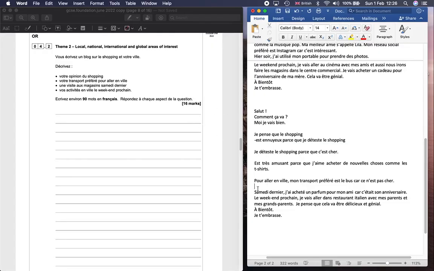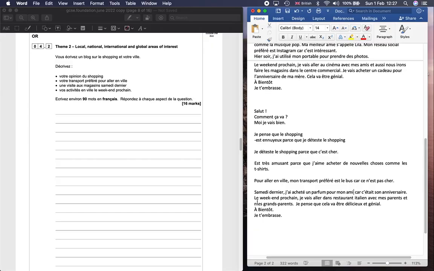And then our activity last Saturday, so samedi dernier, j'ai acheté un parfum pour mon ami car c'était son anniversaire. Last Saturday, I bought a perfume for my friend because it was his birthday. And if you want to put your friend as a feminine, in feminine, so you add the e, right? So son anniversaire. But if it's masculine, mon anniversaire. And mon does not change because there is a vowel here.